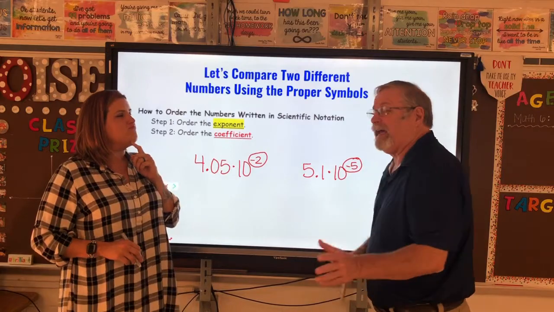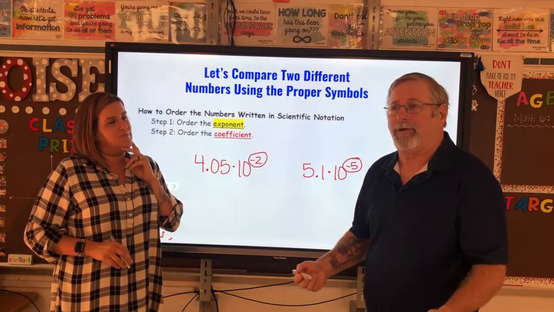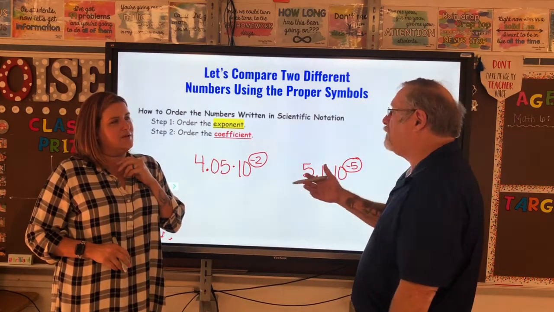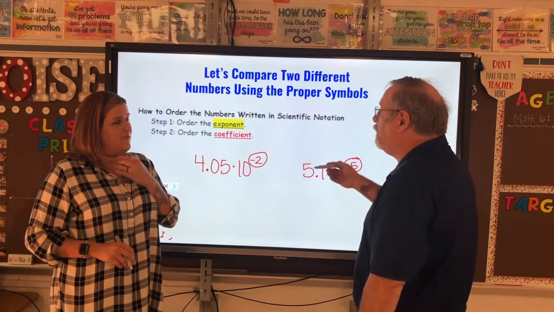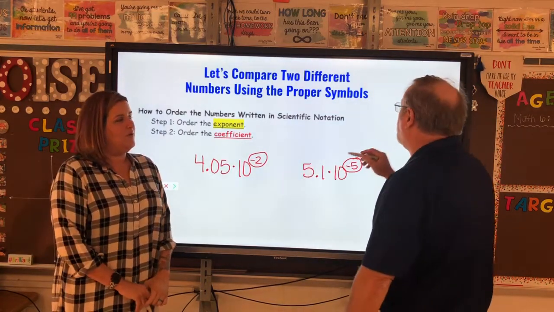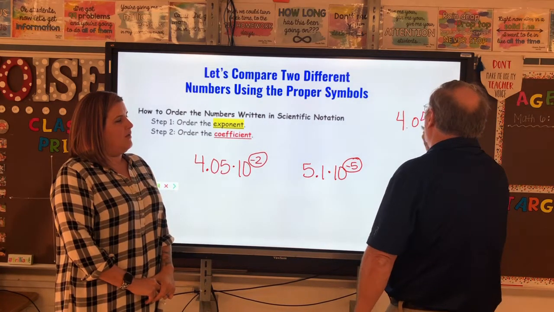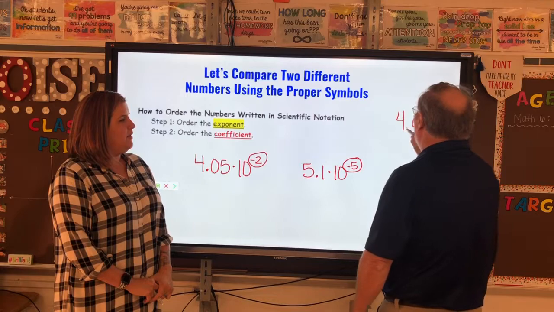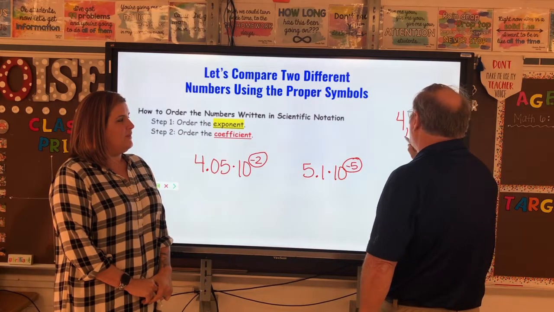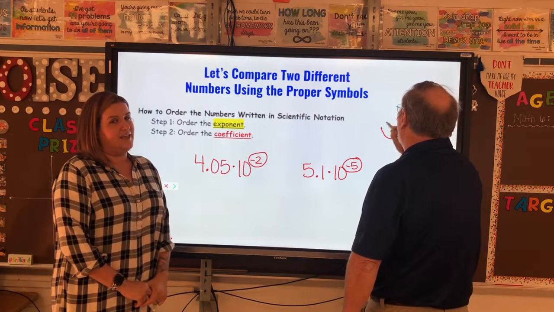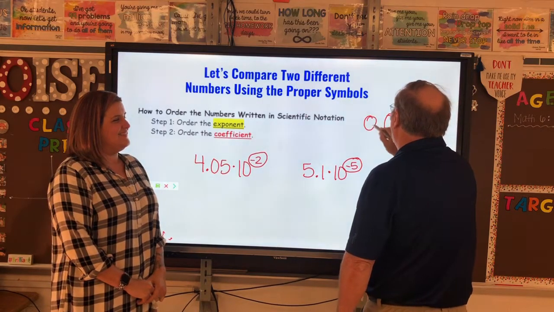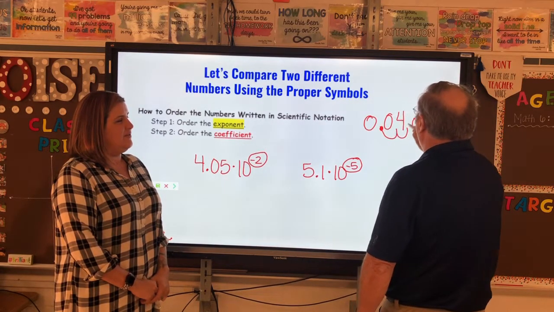Now, let's say you get confused a little bit. You go, gosh, I'm not really sure, because these are exponents. So you can always write 4.05, and we know when we have a negative exponent which way the decimal point moves. It moves this way once, to the left, twice. Okay, so that would be 0.0405.